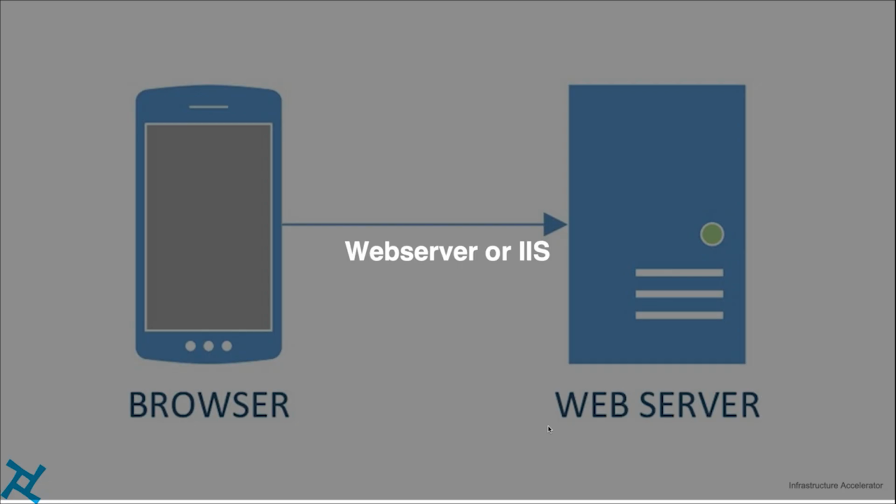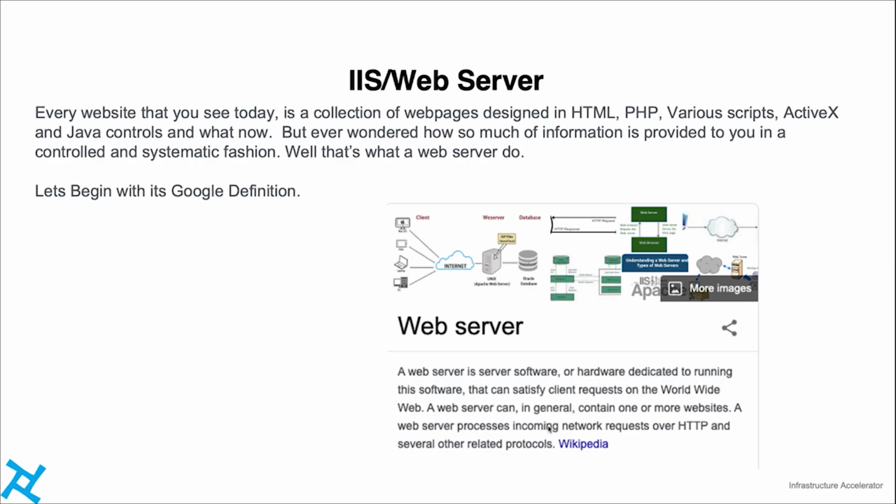Okay, so the number one topic is web server or IIS. Like I said, that's Windows Web Server. Every website that you see today is a collection of web pages designed in HTML, PHP, various scripts, and ActiveX controls and Java controls. But ever wondered how so much information is provided to you in a controlled and systematic fashion? Well, that's what a web server does. Let's begin with a Google definition.